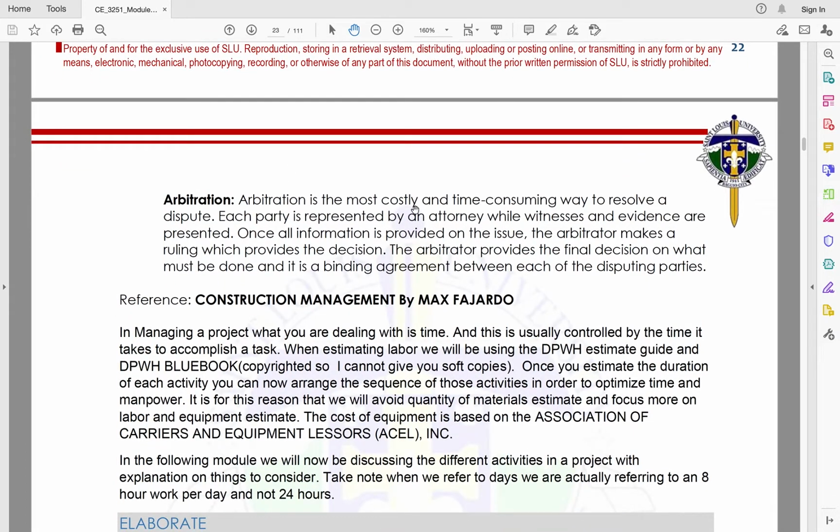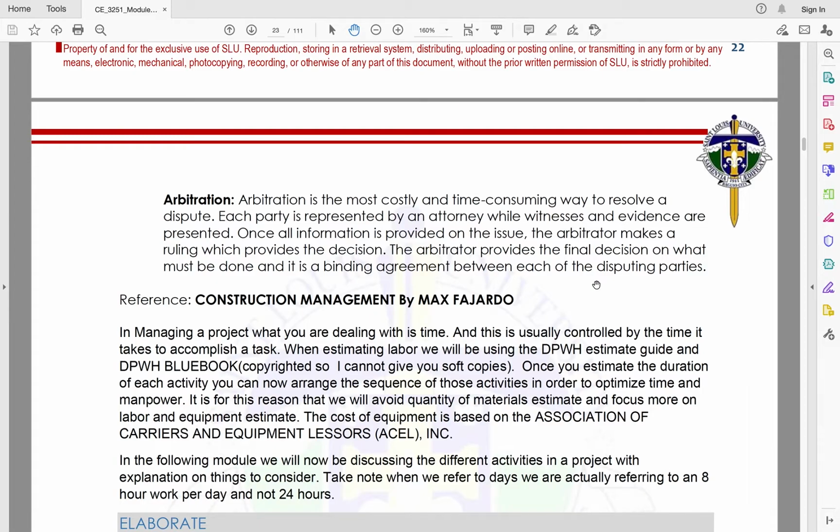Next would be arbitration. So arbitration is the most costly and time-consuming way to resolve a dispute. Each party is represented by an attorney, while witness and evidences are presented. Once all information is provided on the issue, the arbitrator makes a ruling which provides the decision. The arbitrator provides the final decision on what must be done, and it is a binding agreement between each of the disputing parties. So ito, may evidence nang involved, and each side of the party or both parties will be heard. So, both parties will be heard, evidences will be laid out, then from there, magkakaroon ng ruling.